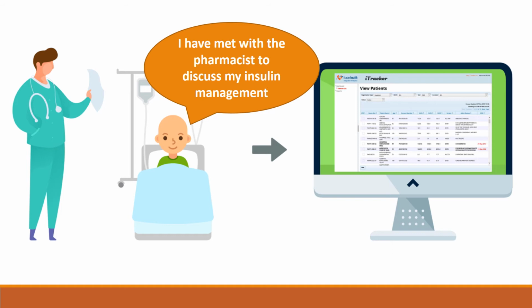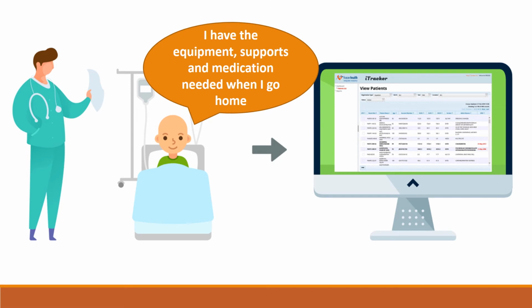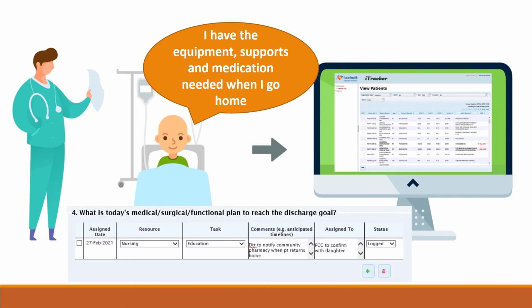However, Mr. Doe's daughter will be required to notify the pharmacy when Mr. Doe has returned home. Once this task was completed to arrange for home delivery, the update is now tracked in the comments section in question 3 for care team awareness. The task added to question 4 today is for the PCC to confirm with Mr. Doe's daughter following rounds that she is aware to notify the community pharmacy following discharge tomorrow.